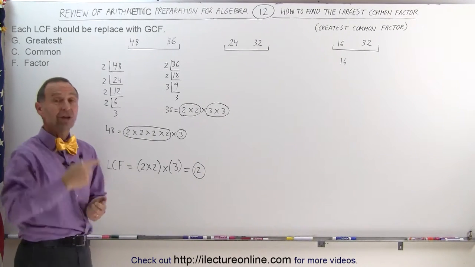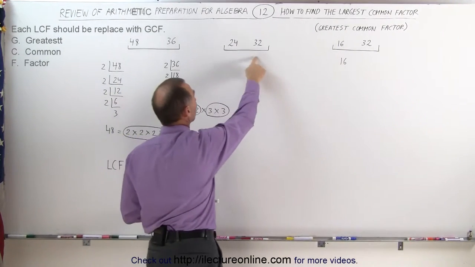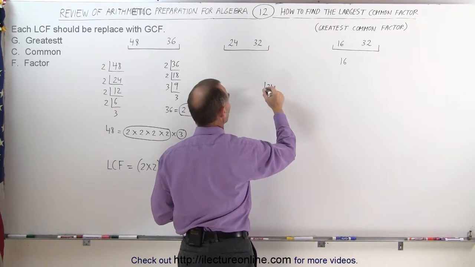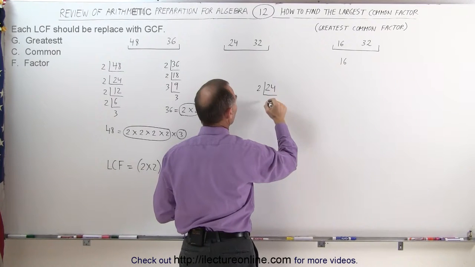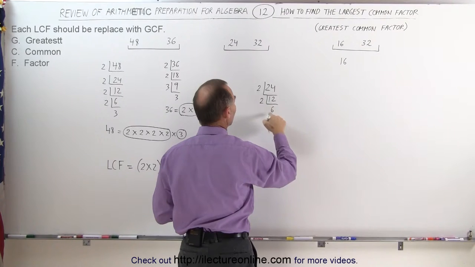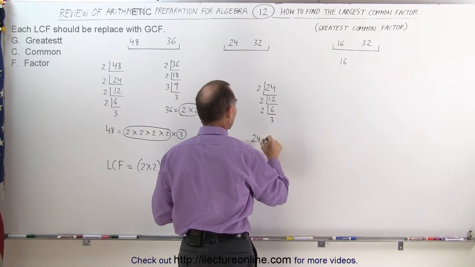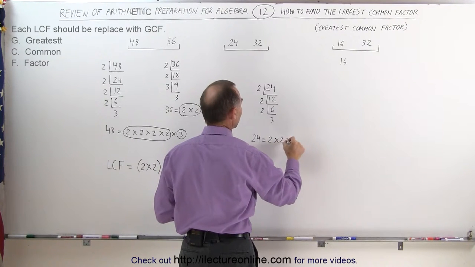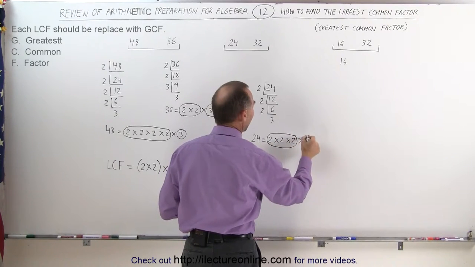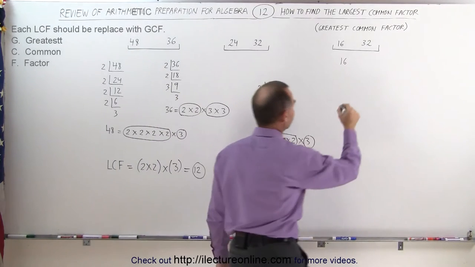Maybe you didn't quite catch that, so here's another example. Let's find the largest common factor between the numbers 24 and 32. Again, we grab the number 24 and divide it by the smallest prime number, that's 2. 24 divided by 2 is 12. Since it's still even, we divide by 2 again and get 6. Still even, divide by 2, we get 3. Which means 24 can be written as 2 times 2 times 2 times 3, which means we have three 2s and one 3. Now we do the same with the number 32.